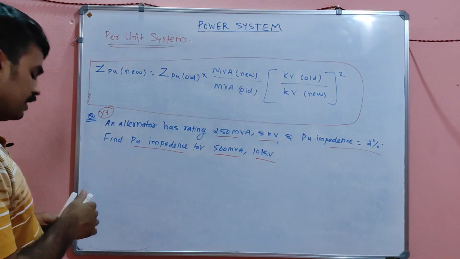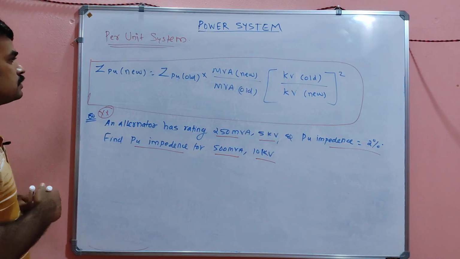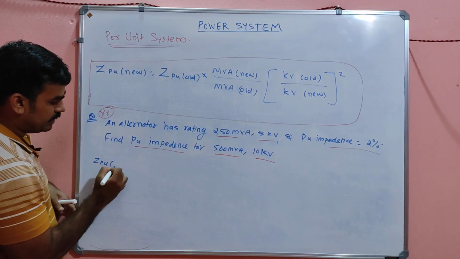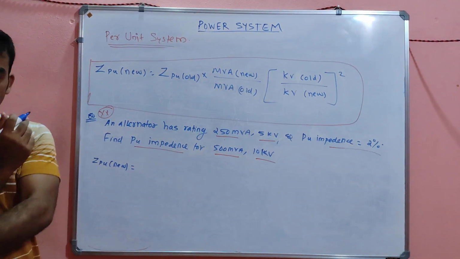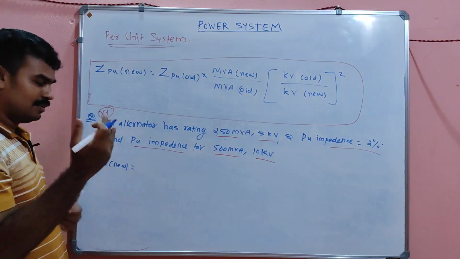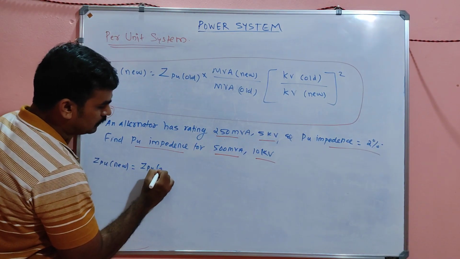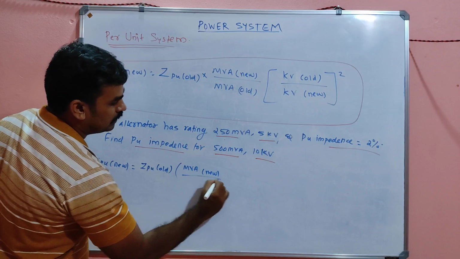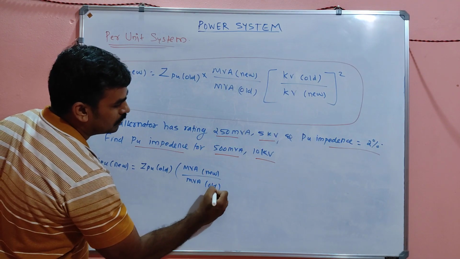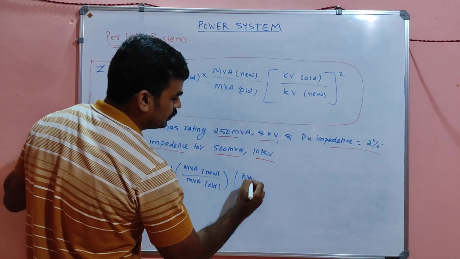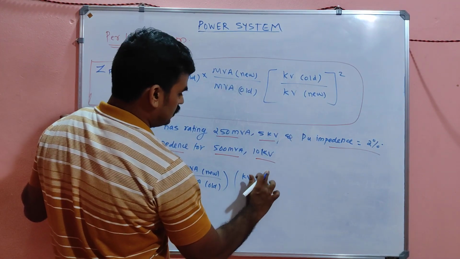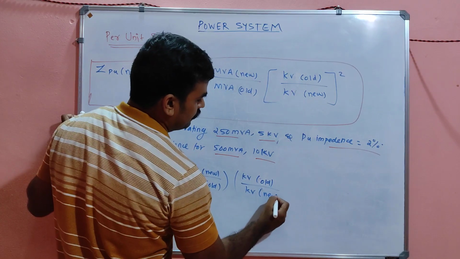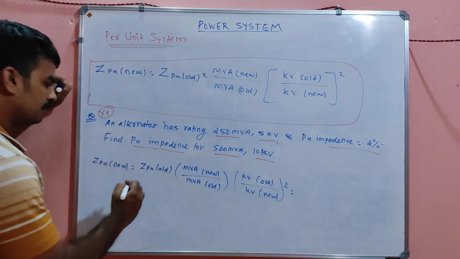Okay, never skip this. So how can we do it? Simply by using this formula. We have to calculate the new per unit impedance now. So Z pu new, I will write this equation once again, my dear. Z pu new equals Z pu old into MVA new divided by MVA old into KV old by KV new, whole square.